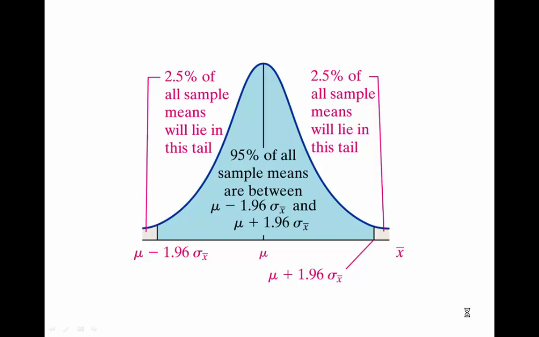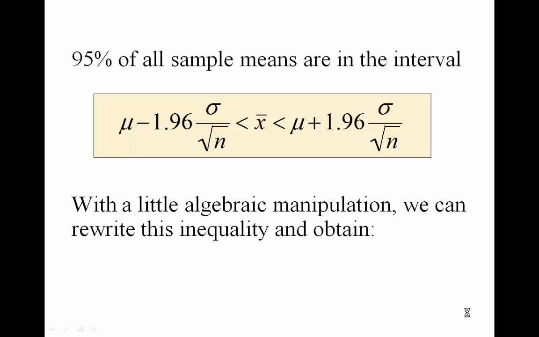So 95% of all sample means are between the population mean minus 1.96 standard errors and the population mean plus 1.96 standard errors, or standard deviation of the sample means. And 2.5% of all sample means will lie in each of the left and right tail regions. So 95% of all sample means are in the interval, and this is just the mathematical way of writing this: the mean plus or minus 1.96 times, and remember the standard error was the population standard deviation divided by the square root of n, so they've just made that substitution.